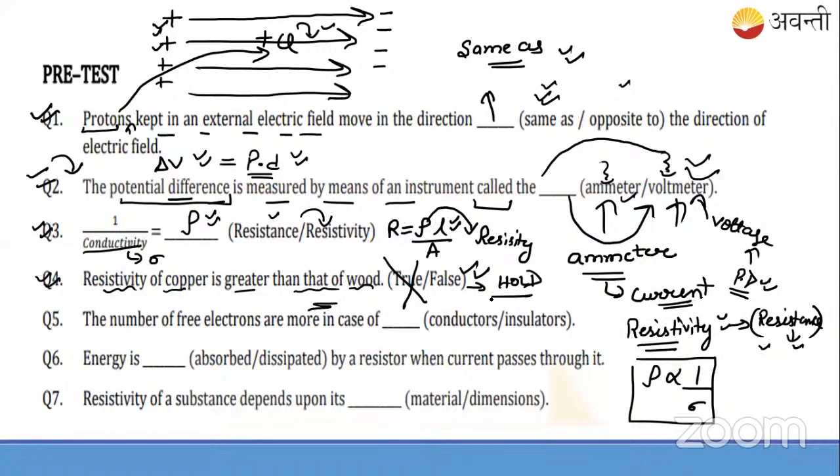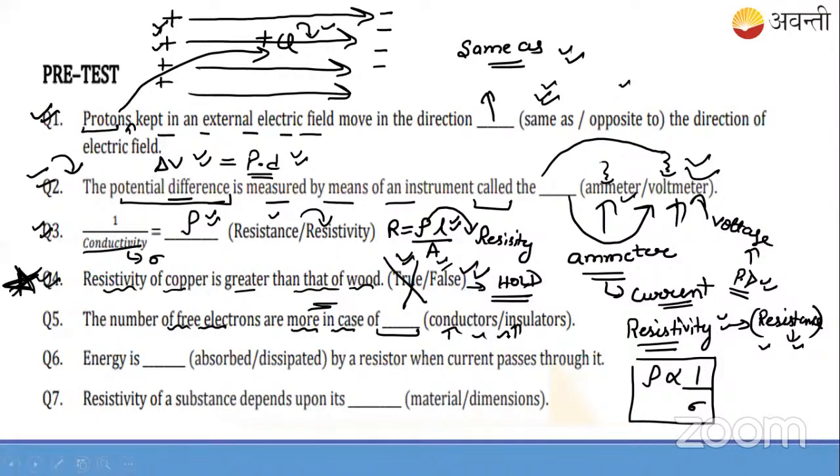Some students are saying true, some are saying false. We'll check this question. Let us make this question a star point. We'll come back to it again. Now let us proceed to the next question. The next question says: number of free electrons are more in case of what? Conductors या insulator? Free electrons कहाँ होते हैं ज़्यादा?